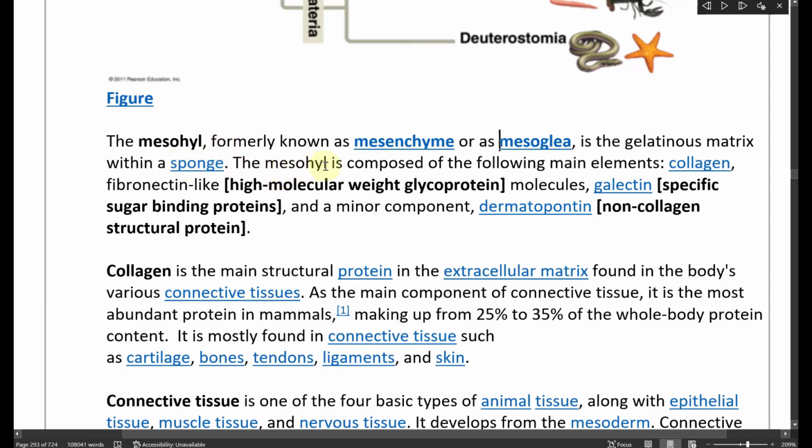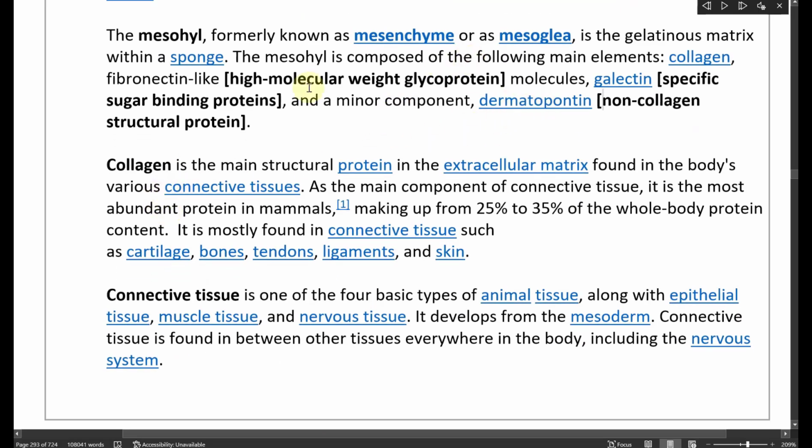The mesohyl is composed of the following main elements: collagen, fibronectin-like molecules, which are high molecular weight glycoproteins, and galectins, which are specific sugar-binding proteins, and a minor component, dermatopontin. Dermatopontin is a non-collagen structural protein. Anyways, continuing further, the main one is collagen.